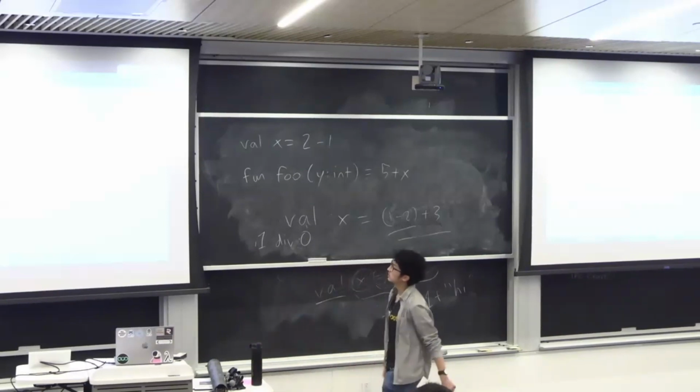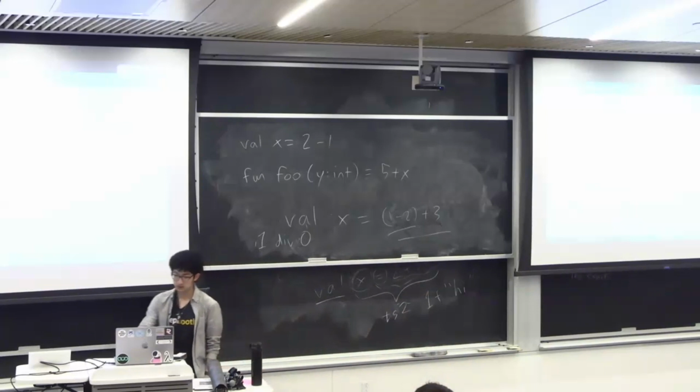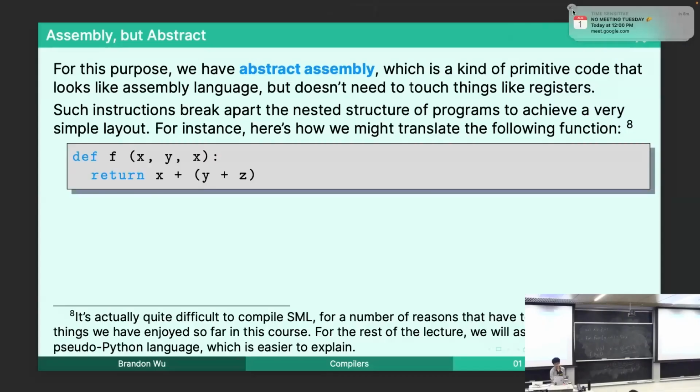Let's do it. So abstract assembly looks... For the rest of the lecture, we're going to be in a pseudo Python variant, because it's very, very hard to describe what SML does because it offers us a bunch of nice things. And so I need to go to a language that has less nice things because it's easier to compile. But in Python here, we have f, which takes in x, y, and then apparently x again. But that was supposed to be z. And it returns to me the sum of all these things.